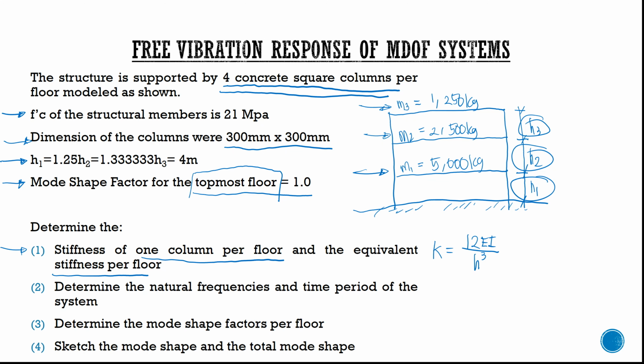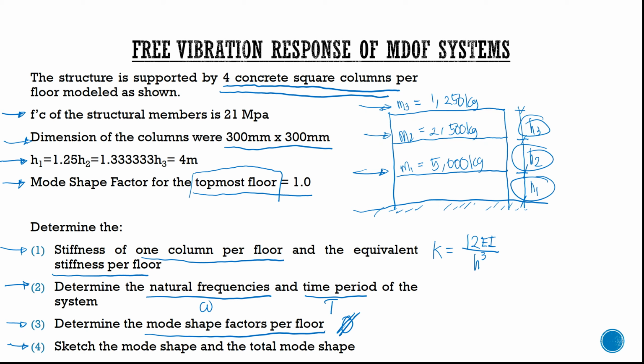Next, we are asked to find the natural frequencies, the omega, and the time period. And then lastly, we are asked to find the mode shape factors per floor. This is the phi. And then we're going to sketch the mode shape, as well as the total mode shape.